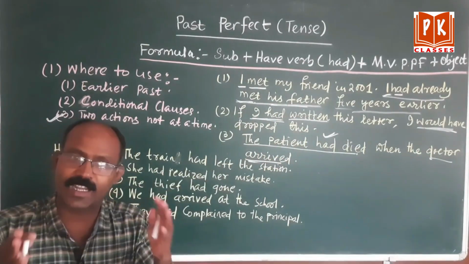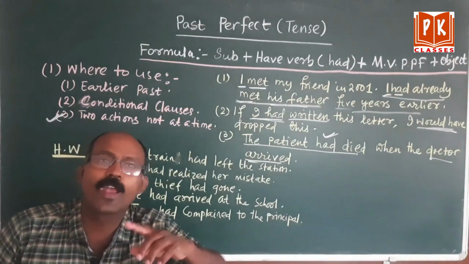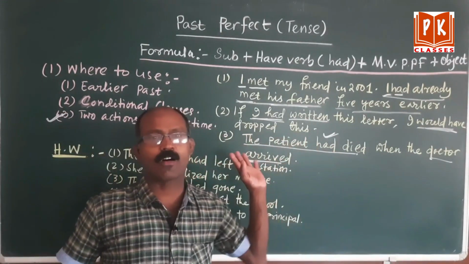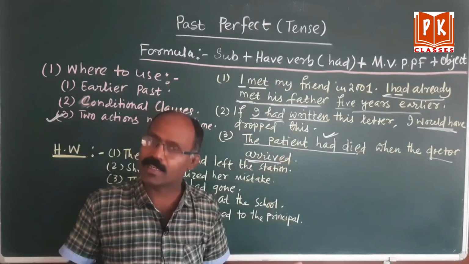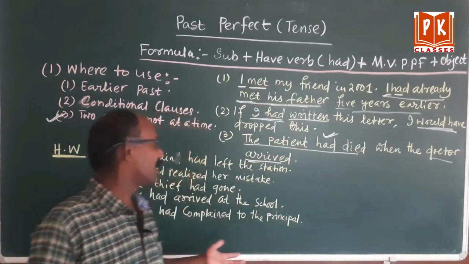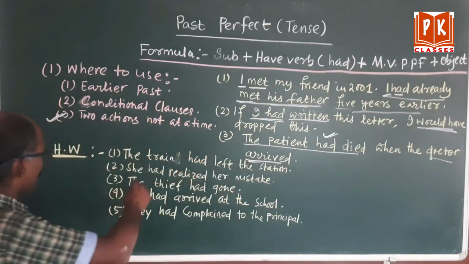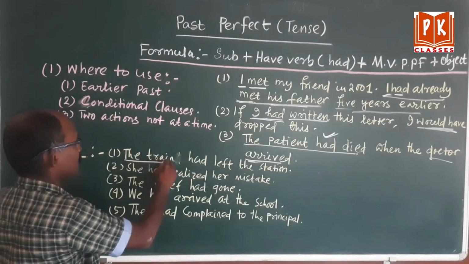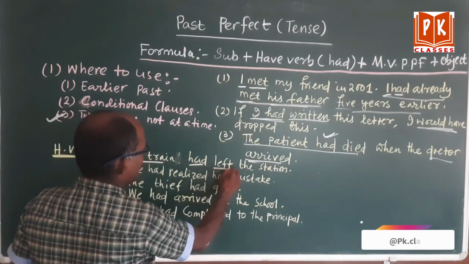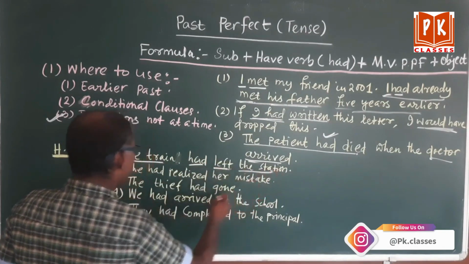For example, the train had left the station when I reached the platform. That means earlier it had left. That means I became late. Isn't it? Okay. Then it is also: the train had left the station. Subject, have verb had, left, main verb third form, then object.